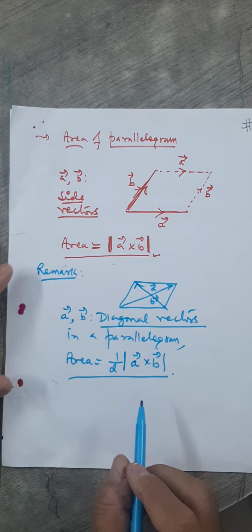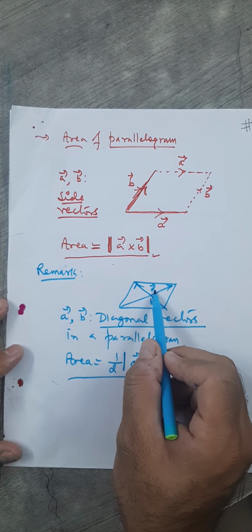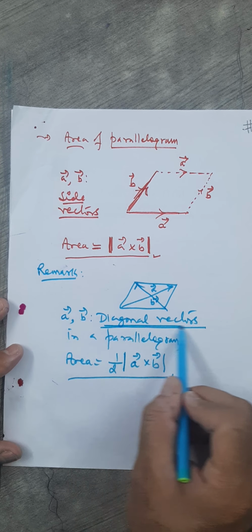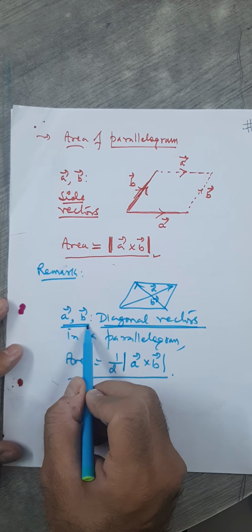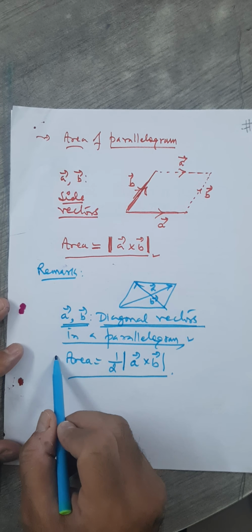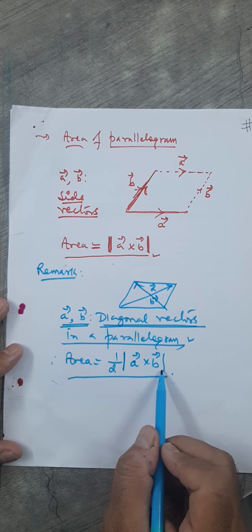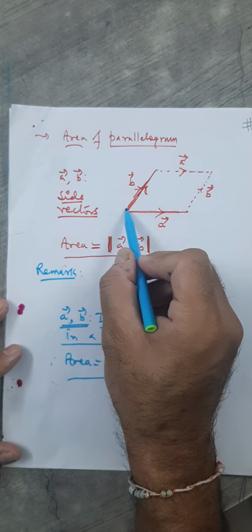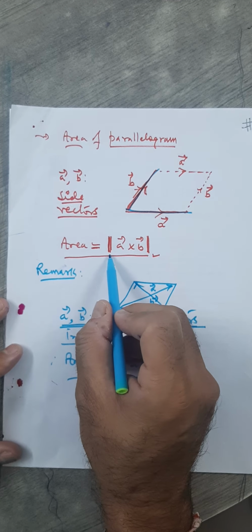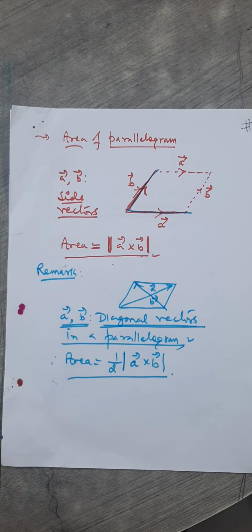I repeat what I'm telling you: if you are given diagonal vectors as vector A and vector B in a parallelogram, then the area would be half the magnitude of the cross product of the two diagonals. But if you are given side vectors, then you won't have half, just the magnitude of the cross product of two sides, remember. Okay, so with this we can go to the next exercise, exercise 10.4.